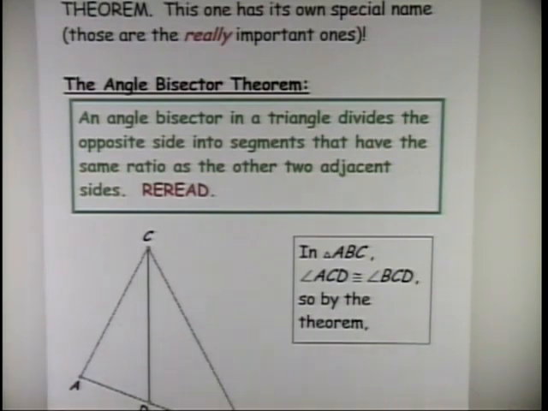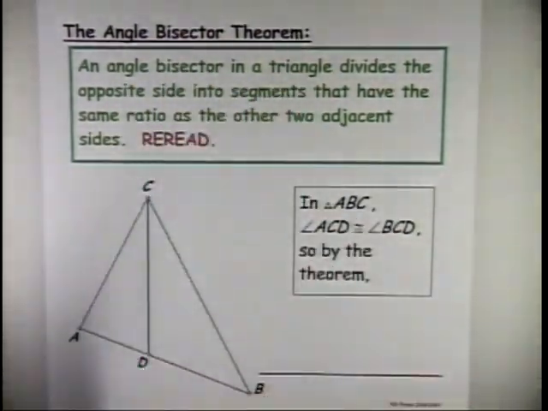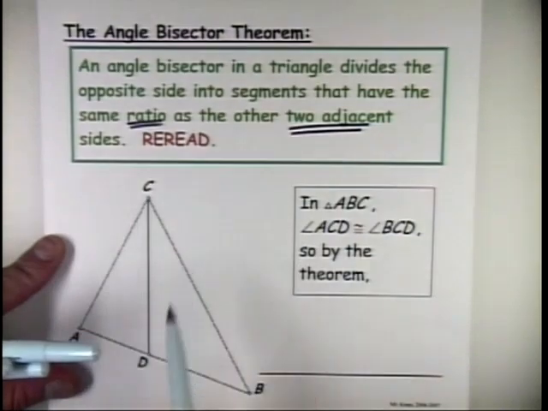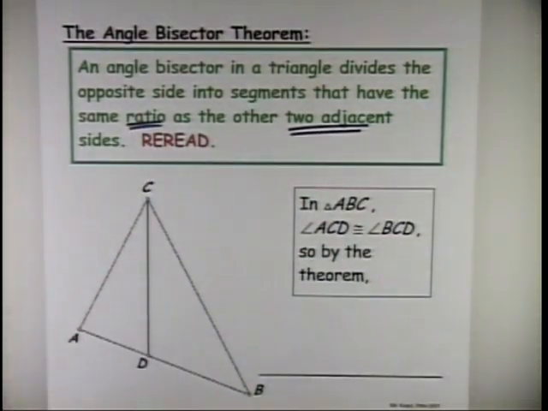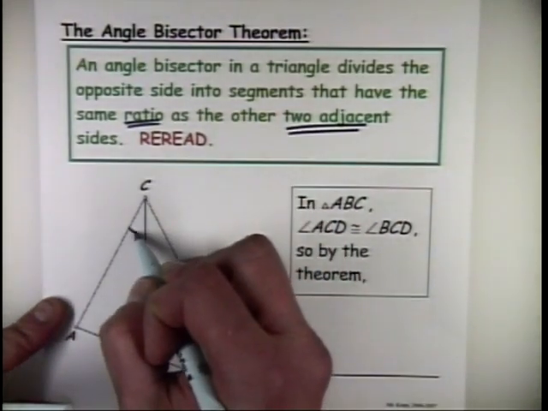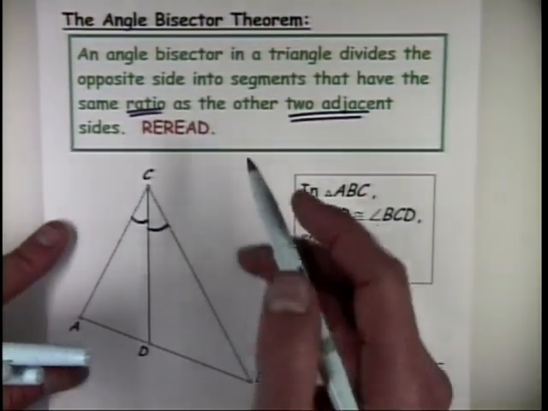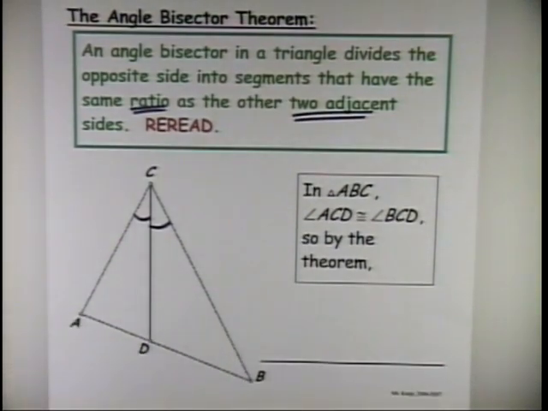We've looked at angle bisectors on a previous episode. Now we're going to look at an implication inside of a triangle. Here's what it says. An angle bisector in a triangle divides the opposite side into segments that have the same ratio as the other 2 adjacent sides. Reread. That's not part of the theorem, but it's an instruction. An angle bisector in a triangle, okay, that's down here. So CD is our angle bisector, which means this angle and this angle are congruent. I'll put the tick marks there. It divides the opposite side into segments that have the same ratio as the other 2 adjacent sides.